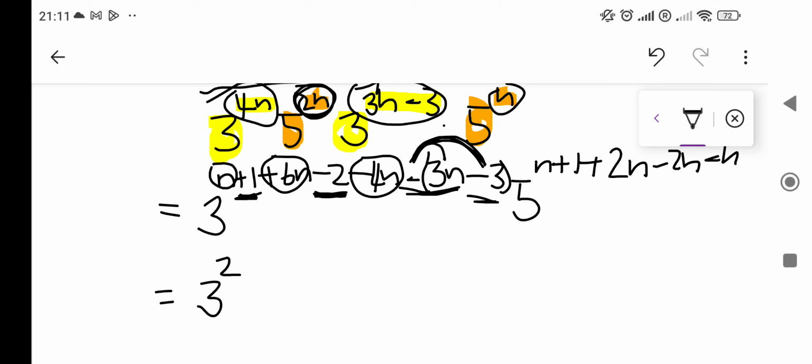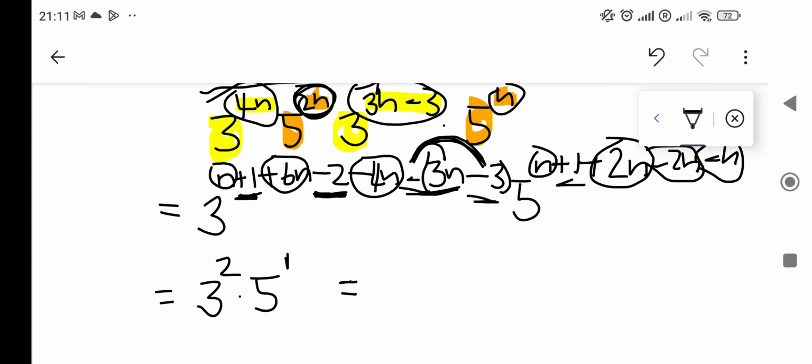Okay, let's look at the base 5, and there's n plus 2n, that's 3n, minus 2n, so that's 1n, minus this last n, n's all disappear, and you are left with 5 to the power of 1, and that can simplify. 3 squared is 9, 9 times 5 is 45, and that is your answer.